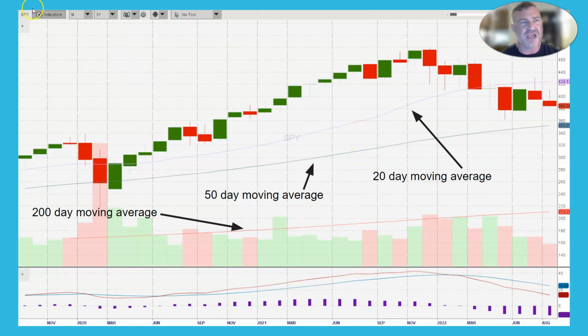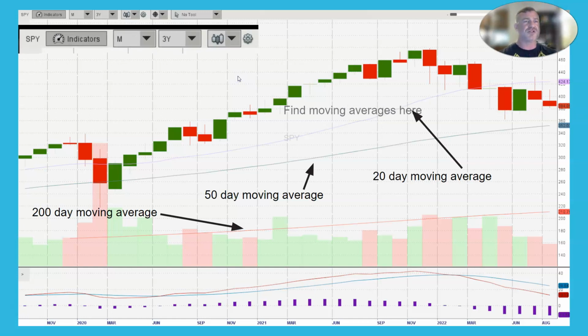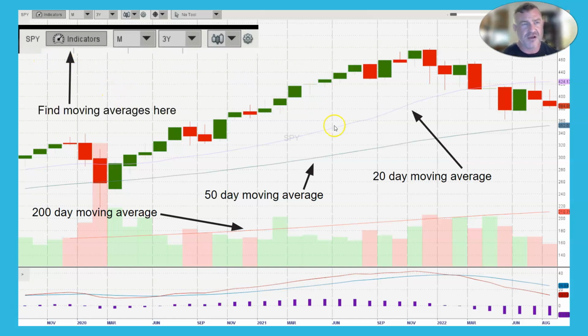Now, where do you find those? You'd find them somewhere up here if you're using Tastyworks, which is this brokerage account that I'm looking at this chart from. You'd go to the indicators. Now, Thinkorswim, I think it's called Studies under Thinkorswim. I think Webull makes it a little easier, but you might have to click around. You might have to look around, but it's somewhere there, right? So now we've got our moving averages set up.